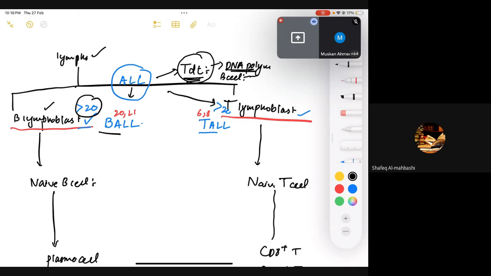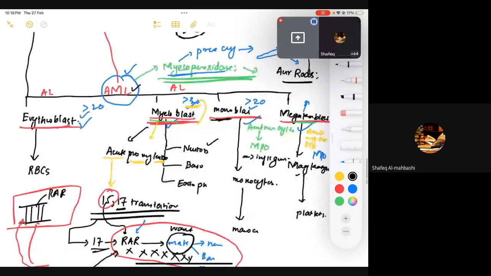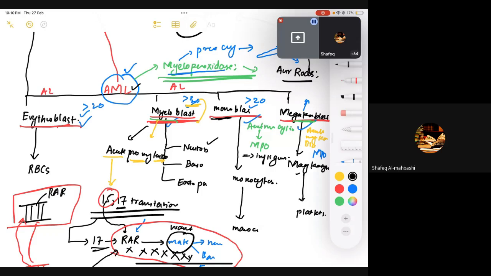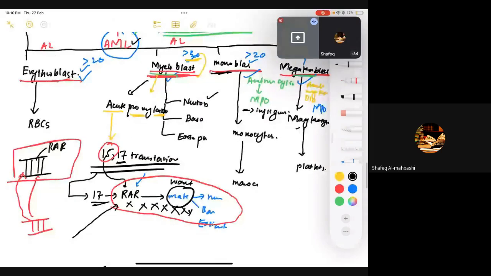Okay, here we have blast from myeloblast. What term are we going to use? Acute promyelocytic leukemia. And what's the problem? A 15-17 translocation. Normally, the retinoic acid receptor leads to maturation. But if some genes come in and interrupt this normal maturation, you are going to end up with blasts. So that's going to lead to myeloblastic leukemia.